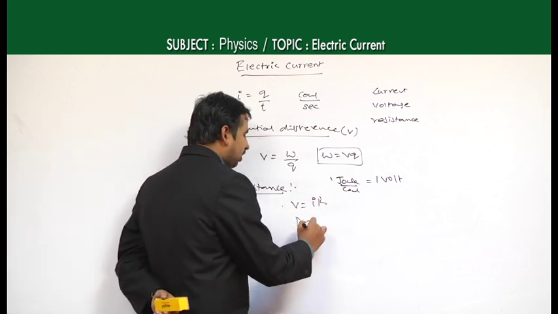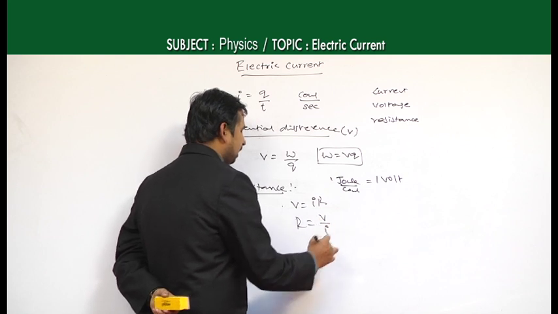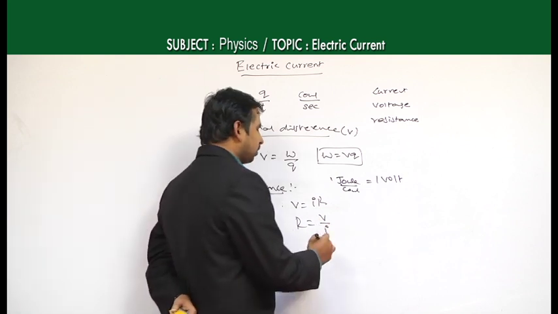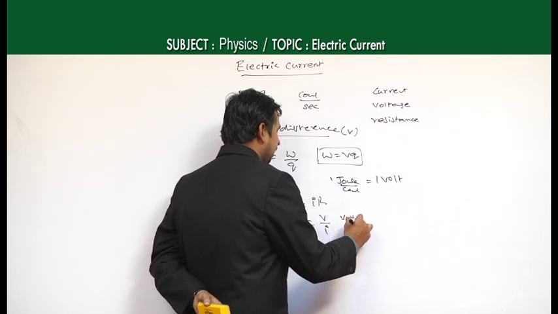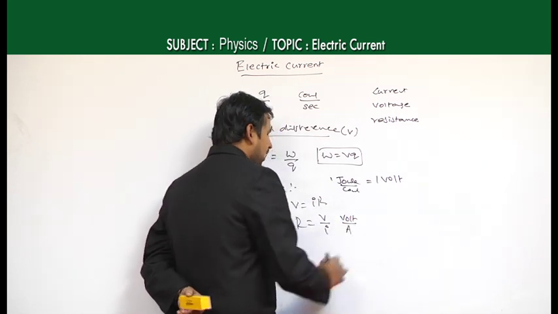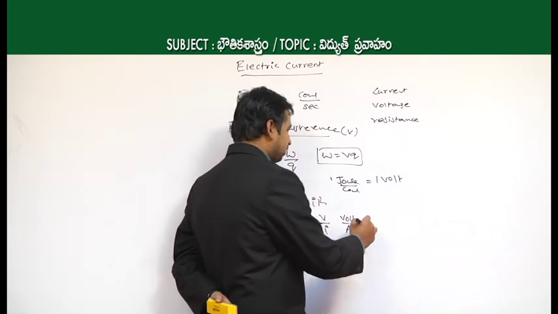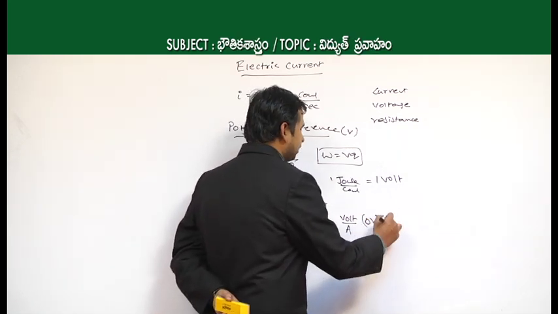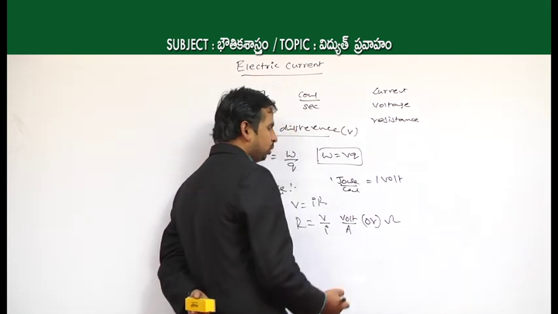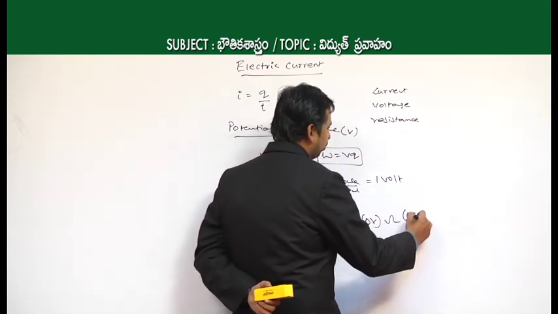From this we can write R is equal to V by I, where V is voltage and I is current in amperes, that is, volt per ampere. This you call resistance, and resistance is represented with the unit ohm.